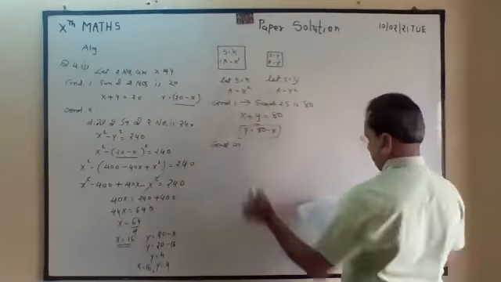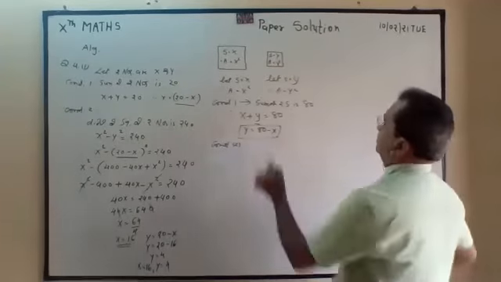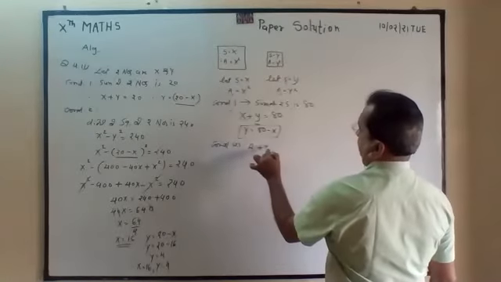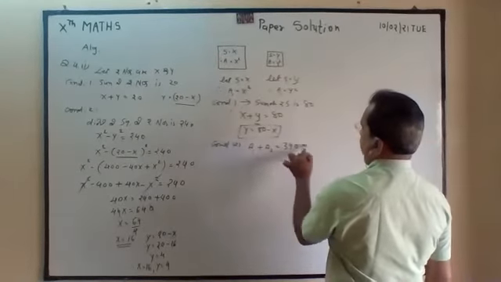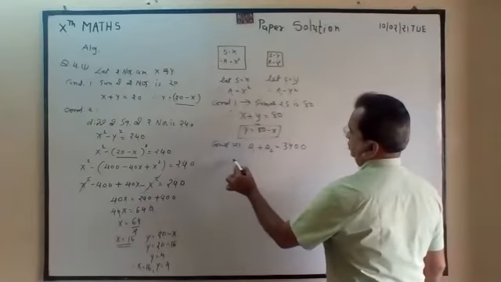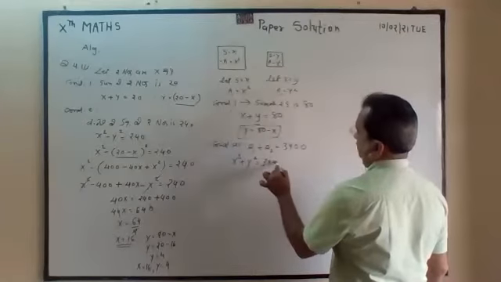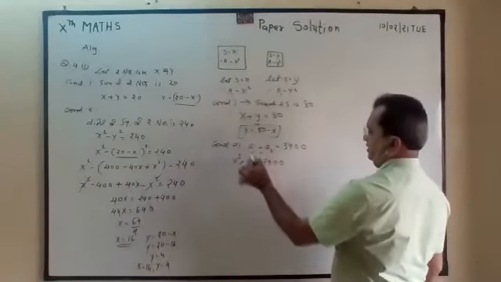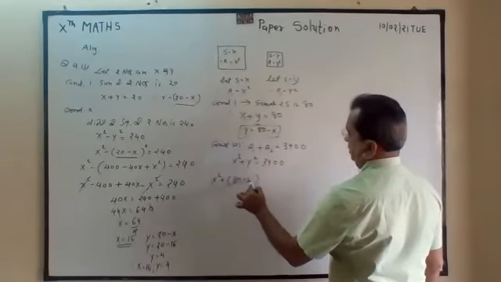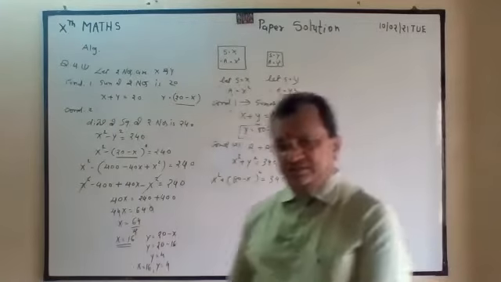Condition 2, sum of area. Area 1 plus area 2 is equal to 3400 meter square. So area 1 is x square, area 2 is y square, sum is 3400. Now what is y that I will substitute? x square plus 80 minus x whole square, correct?